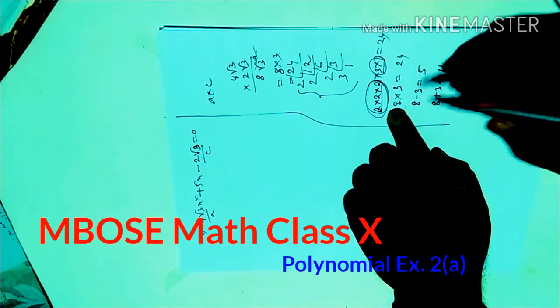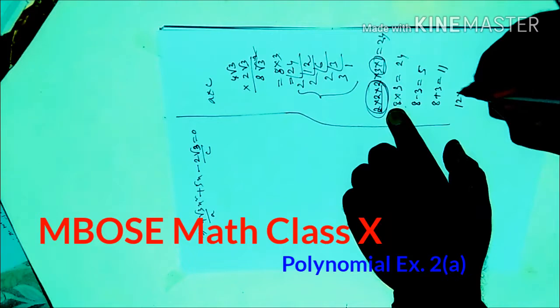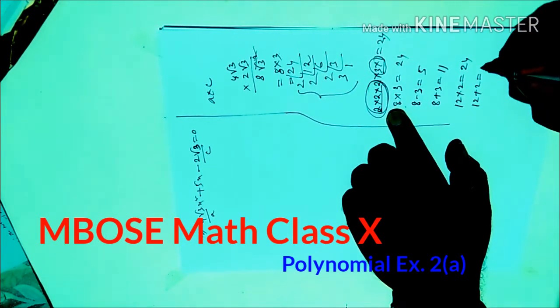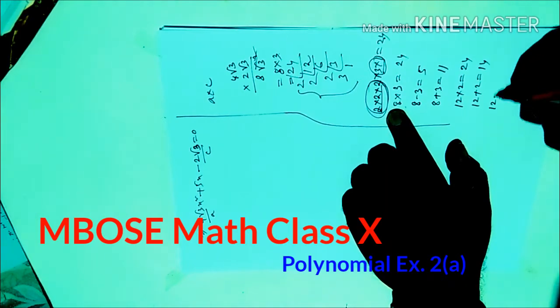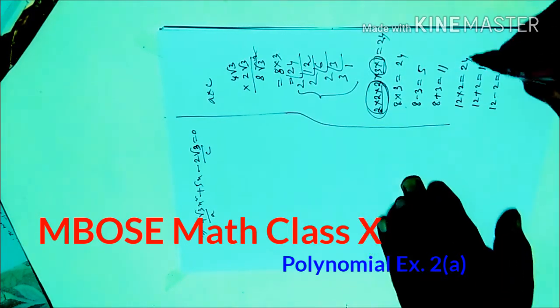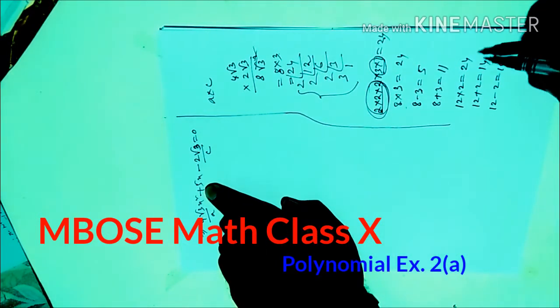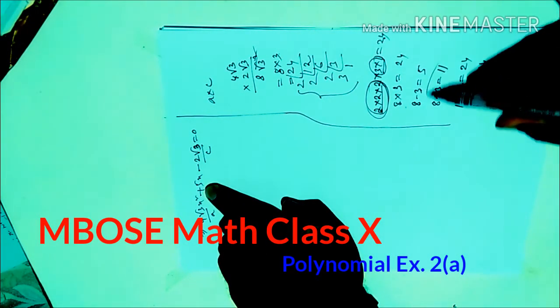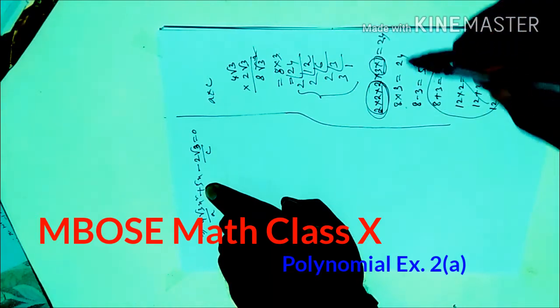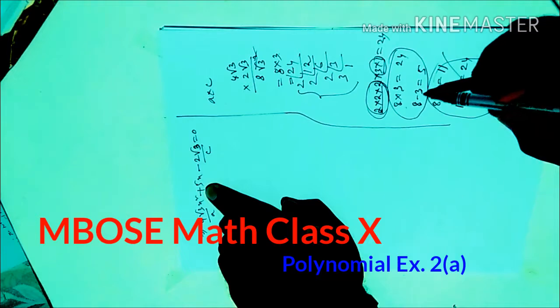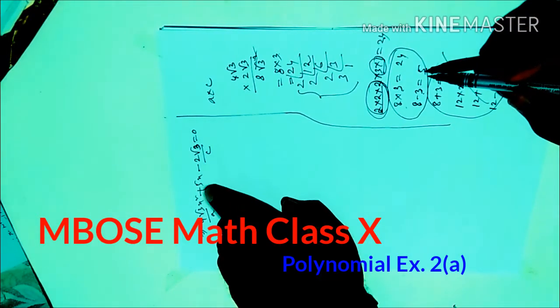Suppose we take 12 into 2, that is 24, and 12 plus 2 is 14, 12 minus 2 is 10. Why are we not taking this one? Because the middle number is 5, so we can't take this value. We have to take only this one. I hope you understand. Look here, 8 into 3 is 24, 8 minus 3 is 5. So it depends on the middle number.